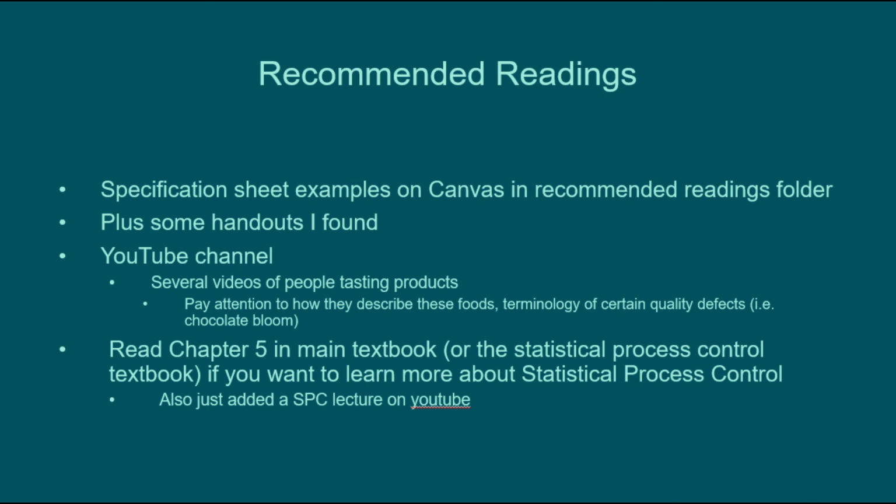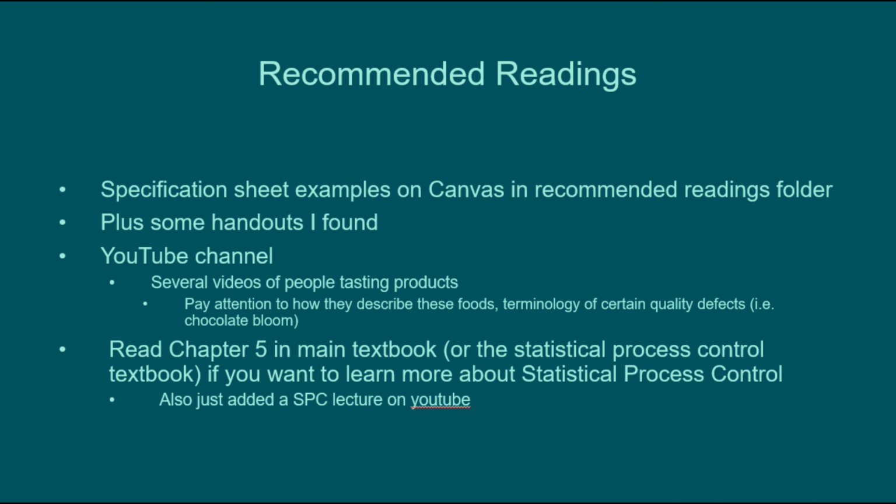Specification sheets. If you need to see some examples, you have the one from this lecture, but you also can see some on Canvas. It's in the recommended reading section for week two. If you want to learn more about statistical process control, like I said, we have a book dedicated to that as recommended readings. So if you want to find that somewhere, you can.